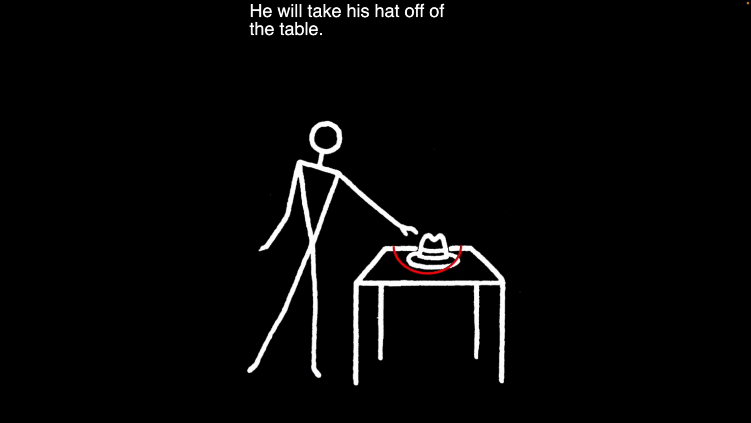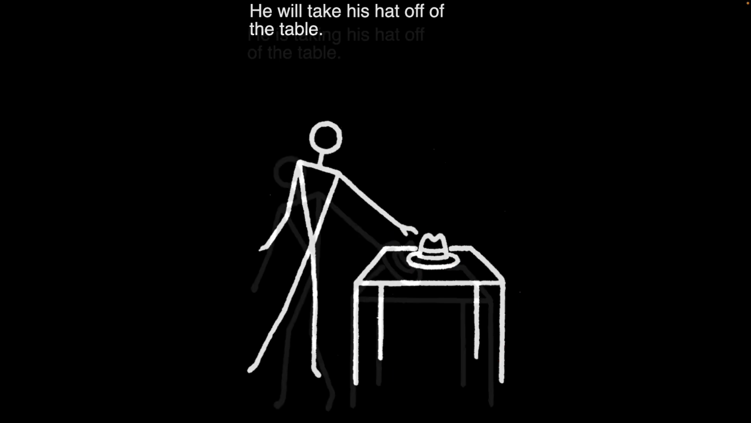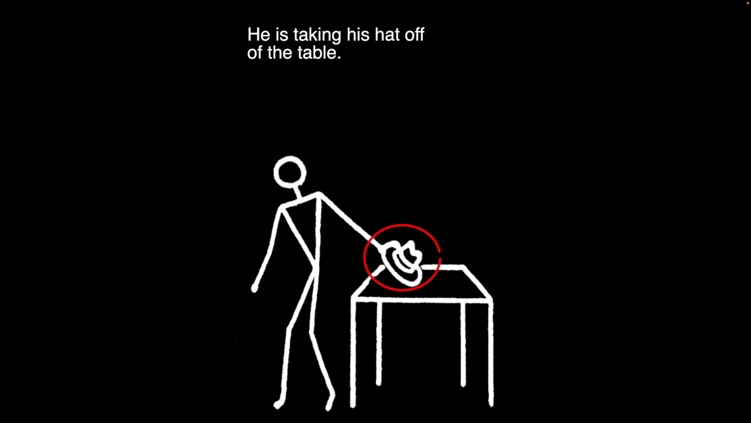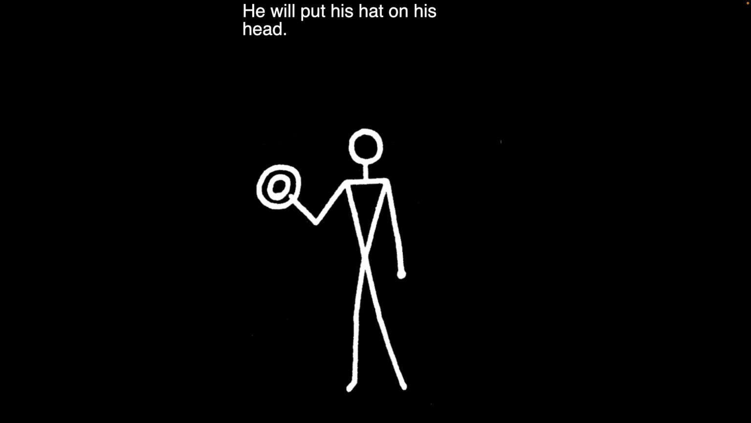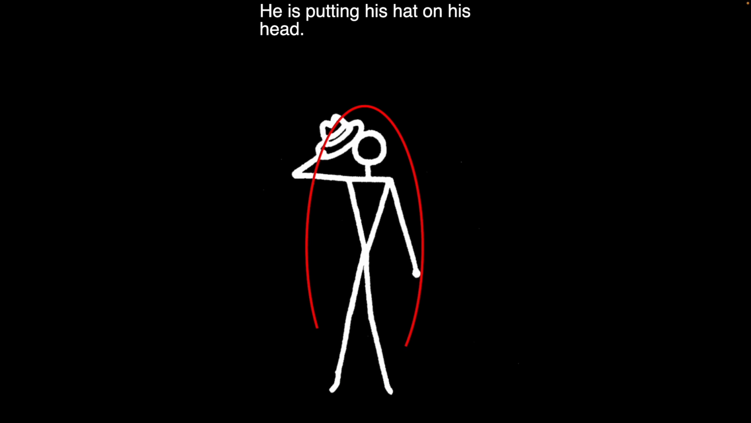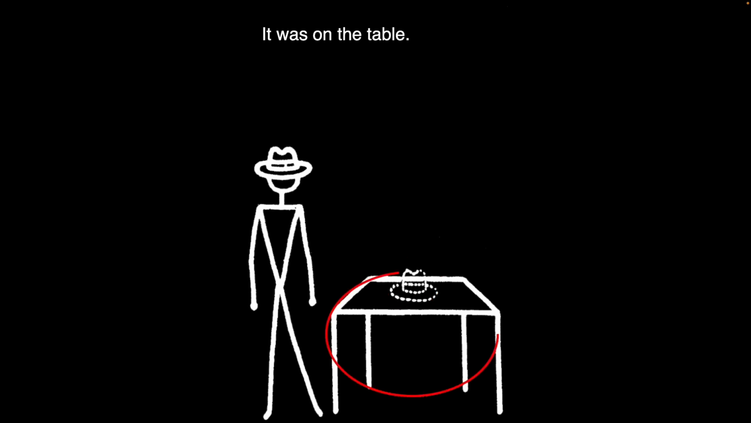He will take his hat off of the table. He is taking his hat off of the table. He took it off of the table. He will put his hat on his head. He is putting his hat on his head. He put his hat on his head. He put it on. It was on the table. It is on his head.